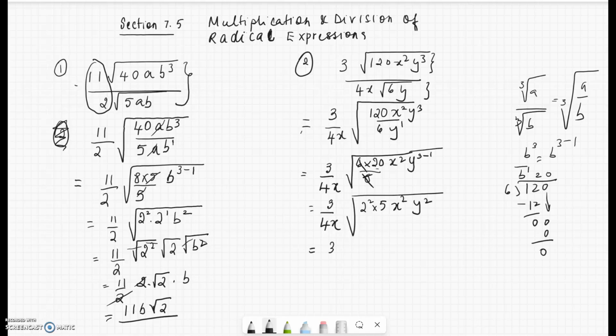So now I'm going to take the square root of 2 squared times the square root of 5 times the square root of x squared times the square root of y squared. So the square root and the square cancel each other out. So it's 3 over 4x times 2 radical 5. Square root and x squared cancel each other out. So I have an x, square root and y squared cancel each other out, and I have a y.